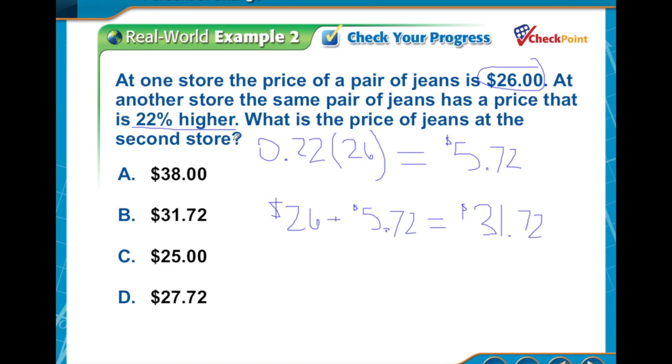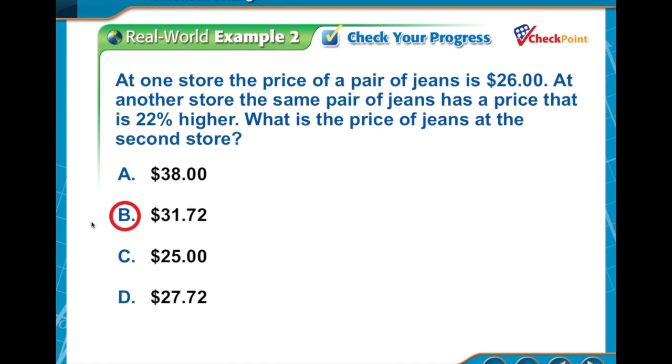How did we get this? We used the percentage, made it a decimal, multiplied by the original. We found the change, and then we added to the original. So if we think about what's happening here, we can eliminate an answer or two right away. So we know 22% higher means it'll be more than 26. So we know 25 is already wrong. That's lower. And then we only have 3 left, and we already said, based on those steps, it's got to be $31.72. So for this example 2, your solution is B, a little under $32.